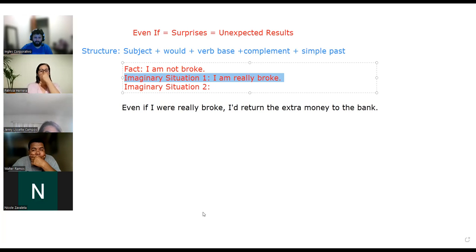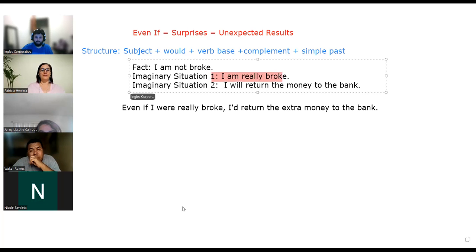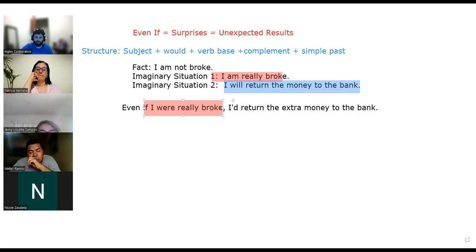Hold on, let me change this to black. Okay, so the fact is that I'm not really broke, right? But the situation number one is that I am really broke. It's an imaginary situation. And the second situation is, you know, returning, right? I will return the money to the bank, okay? So the imaginary situation number two is that I would return the money to the bank, right? Hold on. So this right here, right? So we have again, number one here, right? And then we have number two here. So far, so good? Yeah. All right, yes. Very good, okay?